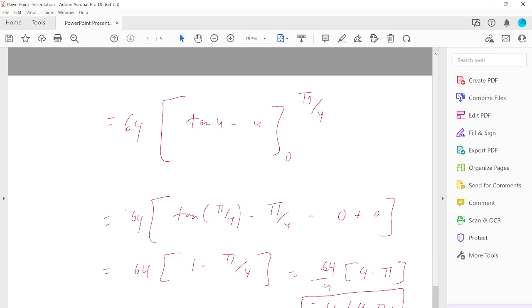By using the formula, the integration of tan squared u is tan u minus u, and then by using the fundamental theorem, we just have to plug u equals pi over 4 and 0 here. When we put u equals pi over 4, that would be tan pi over 4 minus u equals pi over 4. And now when we plug 0, tan 0 is 0, u is 0. So after simplification, tan pi over 4 means 1. So 1 minus pi over 4, and then after simplification, the answer would be 16 times (4 minus pi).